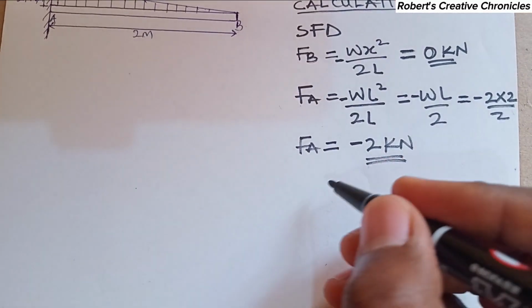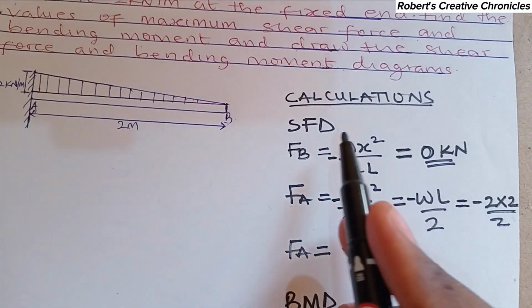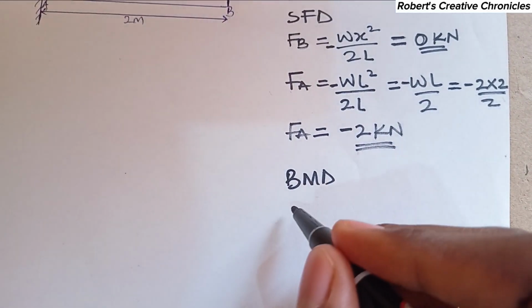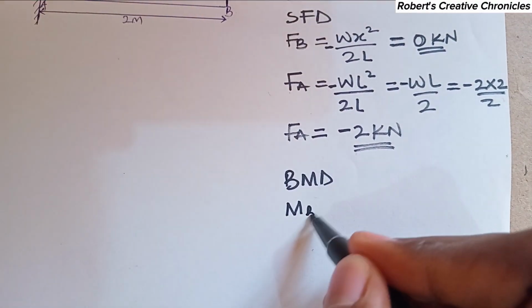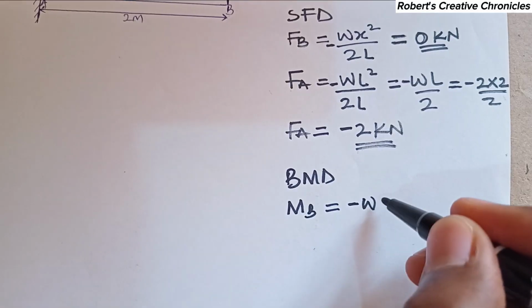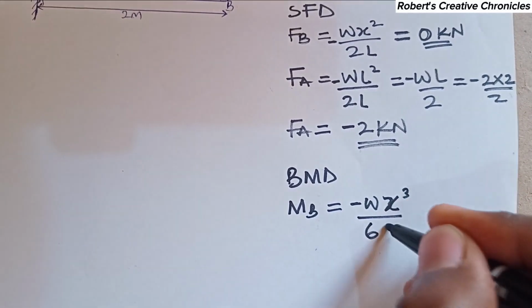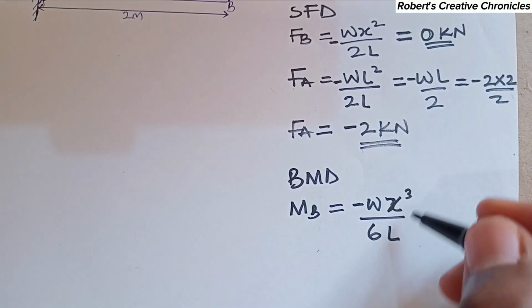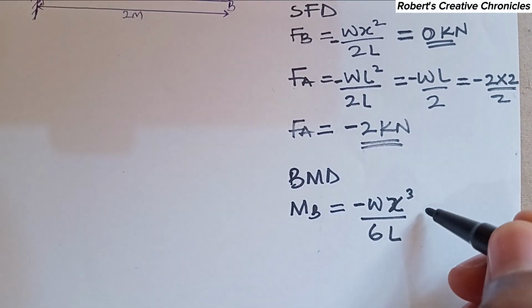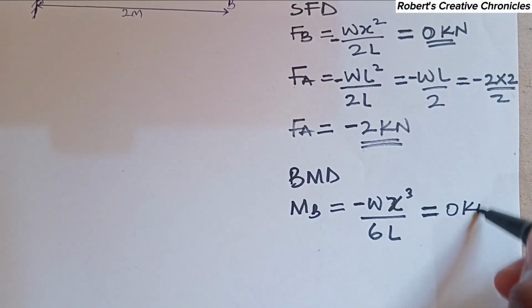So now we'll do the bending moment calculation. Now this SFD stands for shear force diagram and this BMD stands for bending moment diagram. So the calculation, the bending moment at point B, which is the free end, is what? Is given by the formula negative WX cubed over 6L. So at B, as I said before, X equals 0. So this becomes what? 0 kilonewton meter.